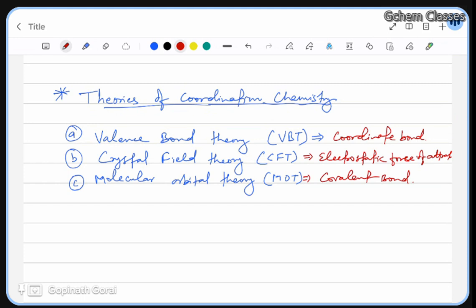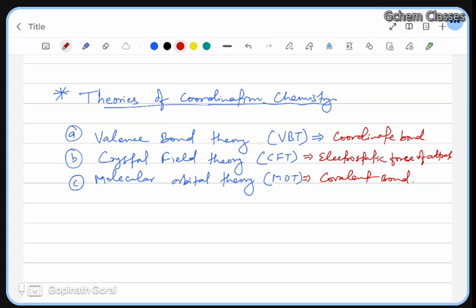Okay, so VBT says coordinate bond. Why I'm saying this is because sometimes in statement-type questions you will get this: VBT deals with coordinate bond, CFT deals with low electrostatic force of attraction. Here, the point charge, okay, CFT says point charge, so it is electrostatic force of attraction. Likewise, for MOT it is covalent bond.